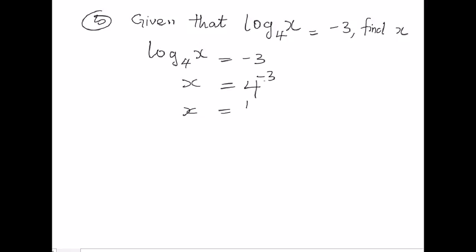So x will be equals 1, that is, this minus will now be 1 all over 4 raised to power 3. And that's x equals 1 all over 4 times 4 times 4. Okay, so 4 times 4 is 16, 16 times 4 equals 64, and that's the answer. Let's now look at more examples.